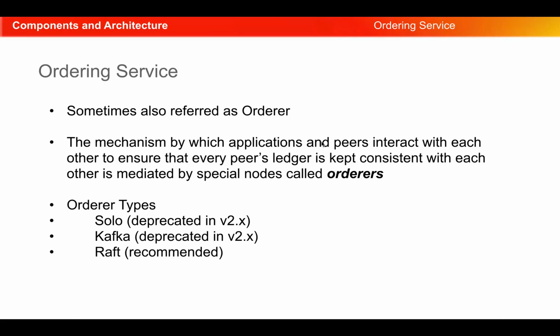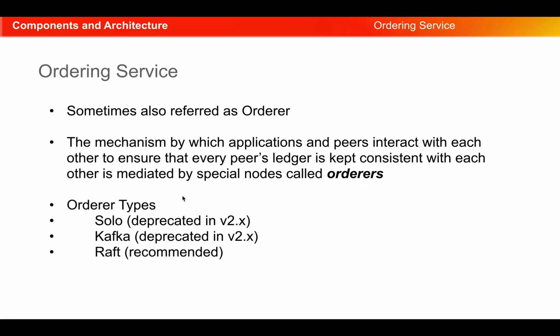Welcome back, everyone. In this section, we are going to look into another important component of Hyperledger Fabric, which is the ordering service. The ordering service is sometimes also called the orderer. Why is this ordering service needed? What is the mechanism behind it? The mechanism by which applications and peers interact with each other to ensure that every peer's ledger is kept consistent with each other is mediated by special nodes called orderers.